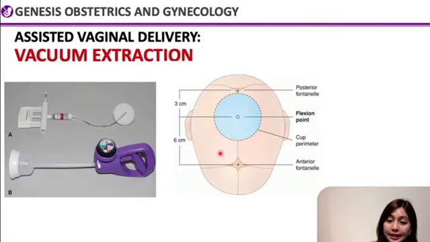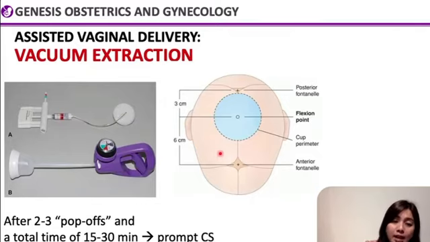So, kailan mo masasabi na nag-fail ka sa vacuum extraction? After 2 to 3 pop-off. Ibig sabihin, di ba, na-suction yan sa ulo ng baby, tapos na-detach, di ba? Hinihila mo kasi siya, tapos na-detach from the head of the baby. So, after 2 to 3 tries and a total time of 15 to 30 minutes, you must perform cesarean delivery for failed vacuum extraction, okay? Huwag mo nang pilitin kapag hindi talaga kaya ng vacuum, hindi kaya ng suction or ng pressure from the vacuum.